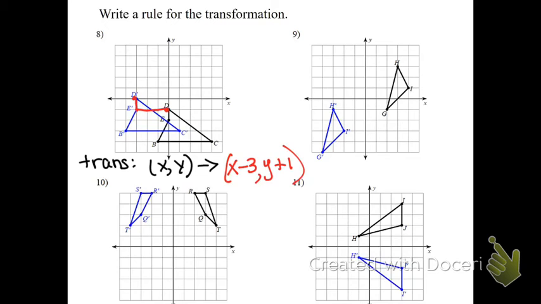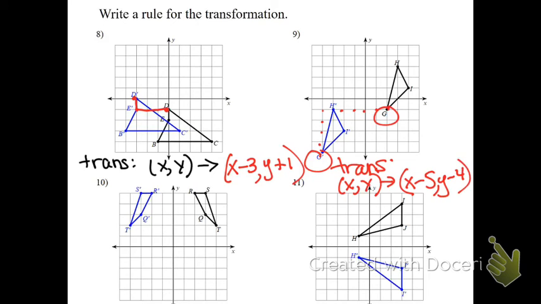And that's it. Okay? So number 9, translation or reflection. Shift or flip. It's in the same order, so that's another translation. And you could write the rule similarly. To get from this G to this G, I have to go left 1, 2, 3, 4, 5. So X, Y maps to X minus 5. I went left 5, and I have to go down 1, 2, 3, 4, and down 4. Y minus 4. Okay? That's for translations.